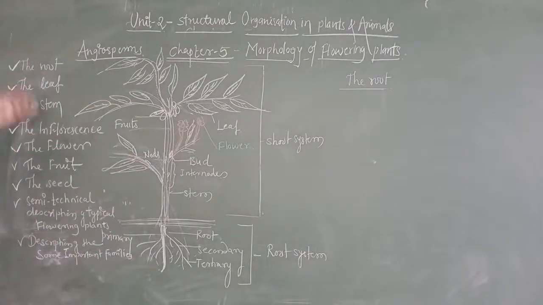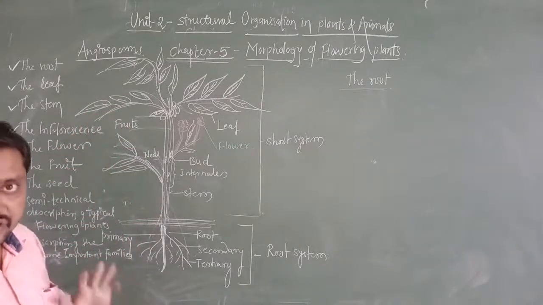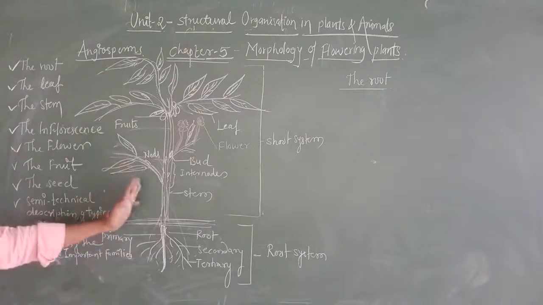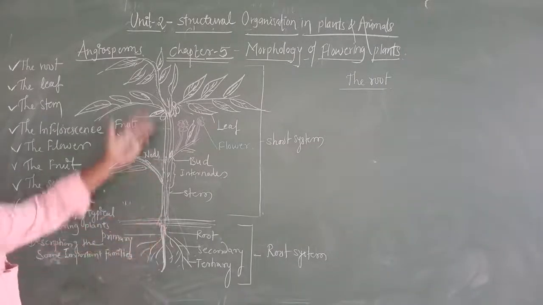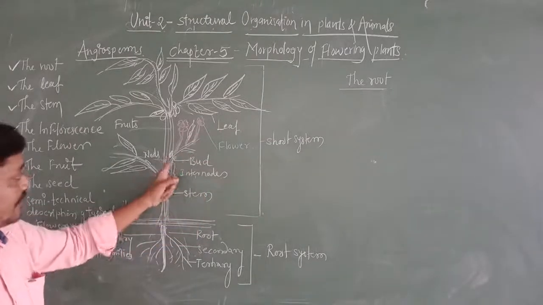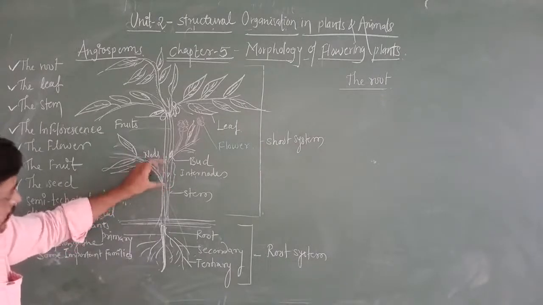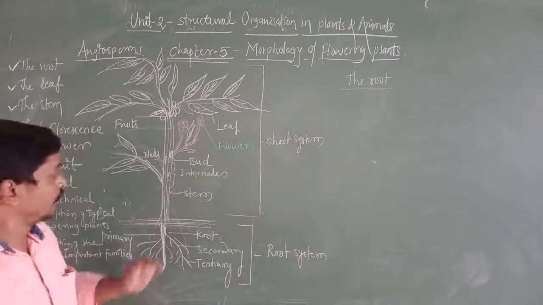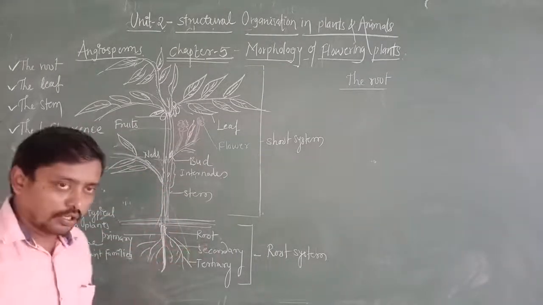These are the concepts we are going to study in this chapter. Now, let us start with the first. Here I have drawn a plant diagram. What are we observing here? As I already told you, the angiosperm or flowering plant consists of leaf, flower, buds, and nodes and internodes. Here I have written the nodes, and in between them we get the internodes, stem, fruits, etc. And we also observe the root.